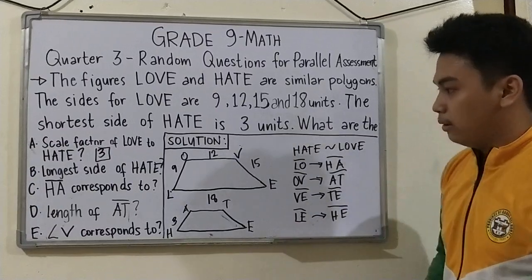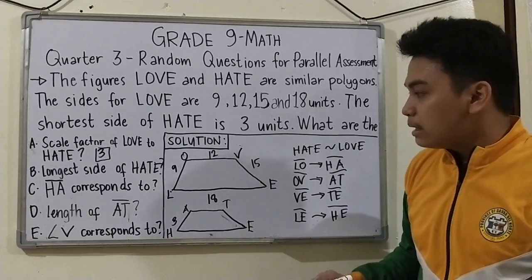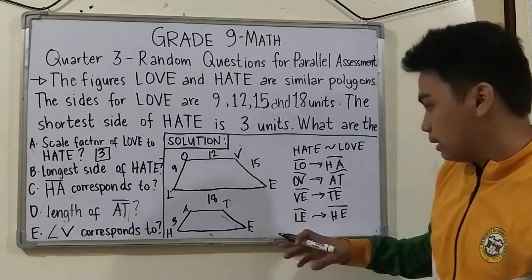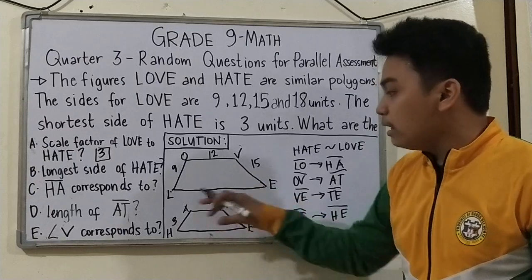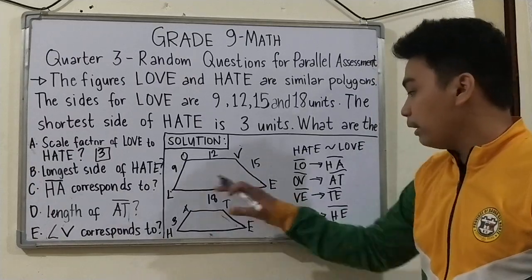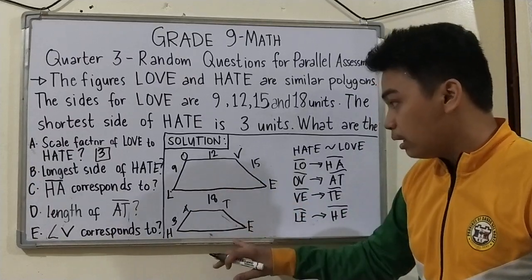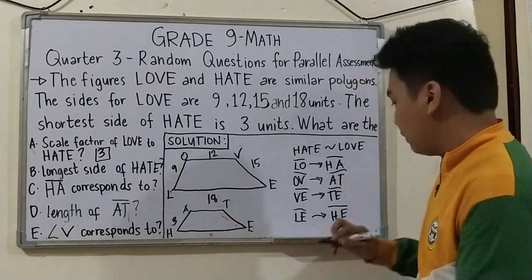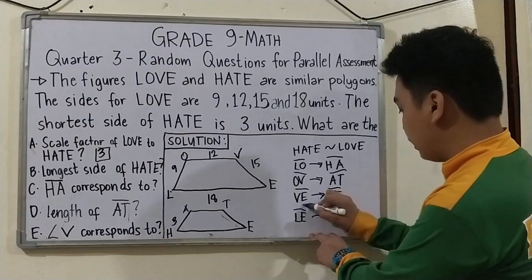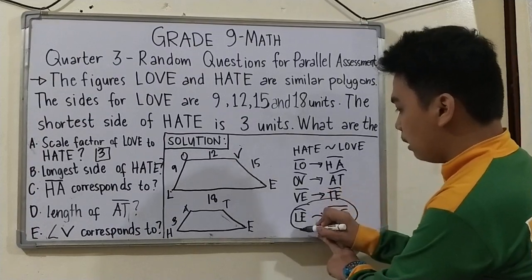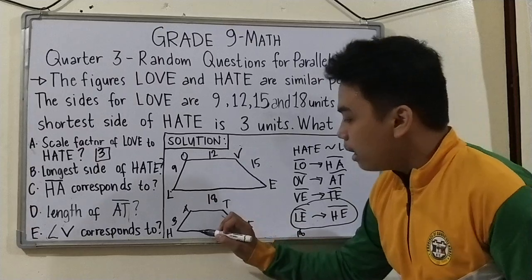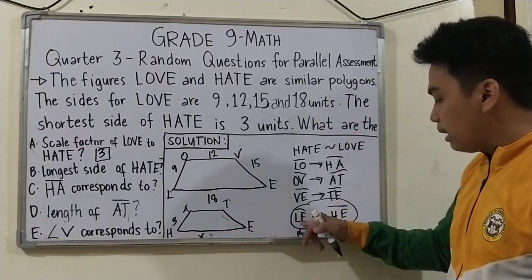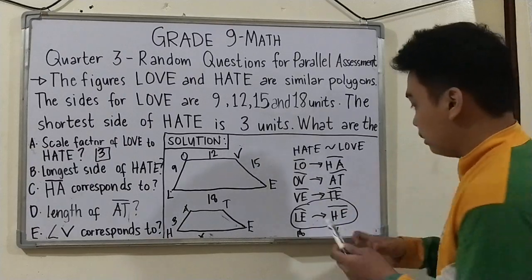Since the longest side of the polygon love is LE, because LE is equal to 18, LE corresponds to HE. That means HE is the longest side of hate. So LE is equal to 18, and let HE be equal to X. Again, remember that LE corresponds to HE. So let's erase this.